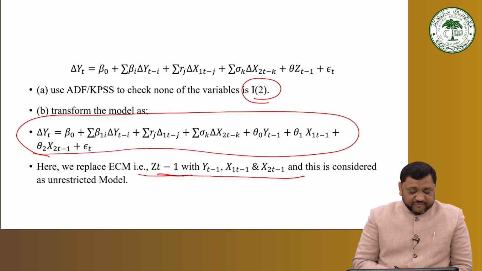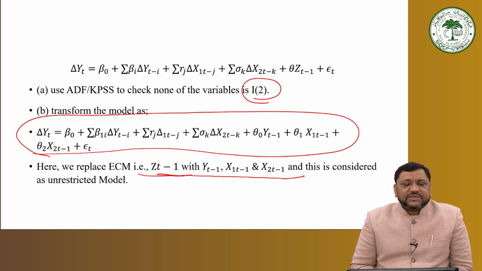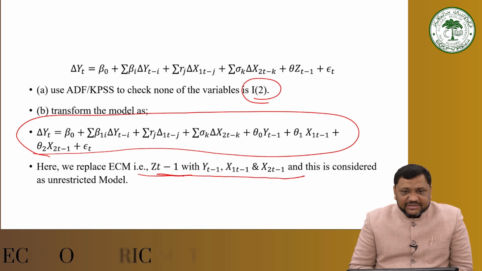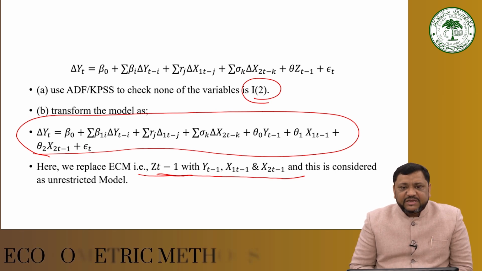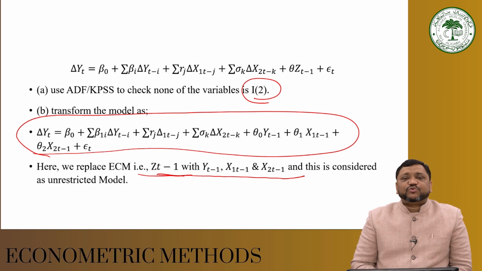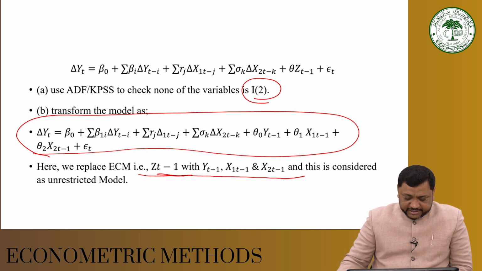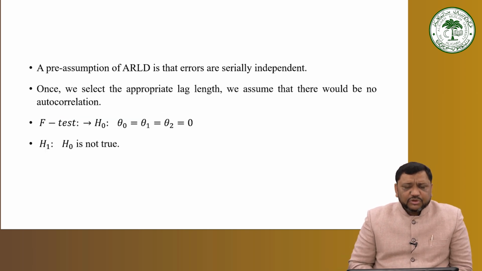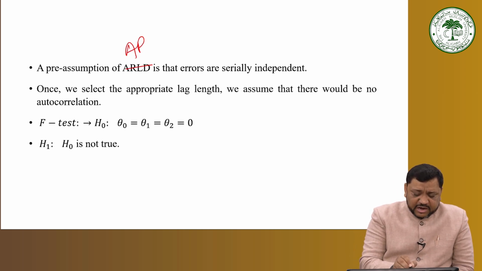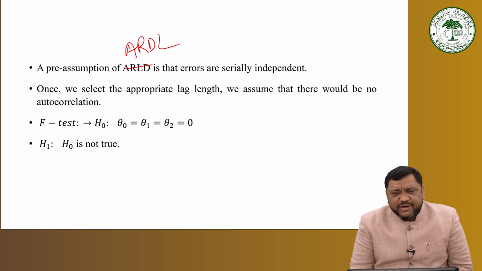So what we have is delta yt is equal to beta naught plus sigma beta 1 i delta yt minus 1 plus sigma rj delta x1 t minus j plus sigma k delta x2 t minus k plus theta 0 yt minus 1 plus theta 1 x1 t minus 1 plus theta 2 x2 t minus 1 plus epsilon t. So another pre-assumption is that the ARDL model is serially independent.